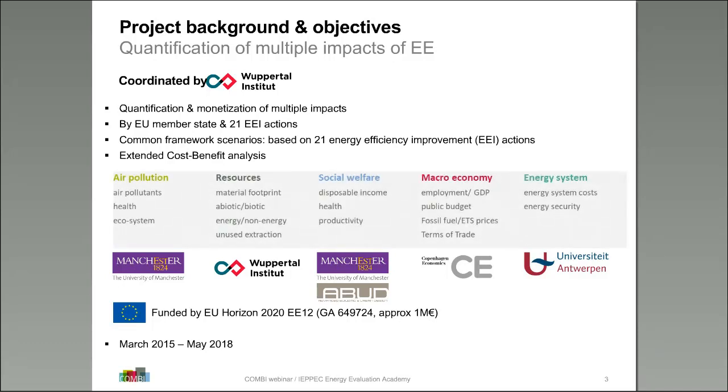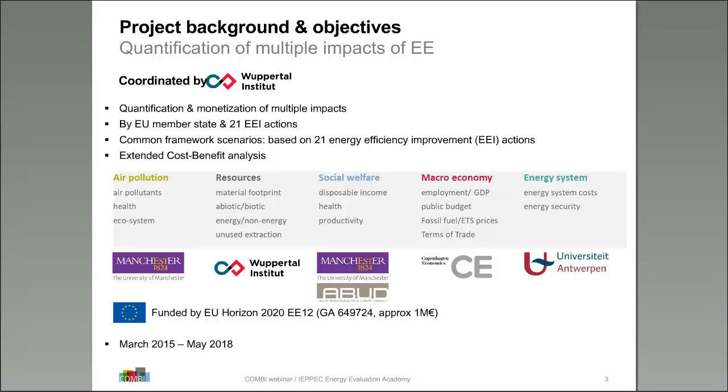A few words on the kinds of impacts that we cover in the project. We decided to frame it into 5 major categories of impacts. Air pollution, which has sub-impacts. On the one hand direct air pollutants, and resulting from this actual air pollution impacts on human health and ecosystems. Then different kinds of resource impacts, different kinds of social impacts that include disposable income, but also different kinds of health impacts that are related to social issues, and also labor productivity.